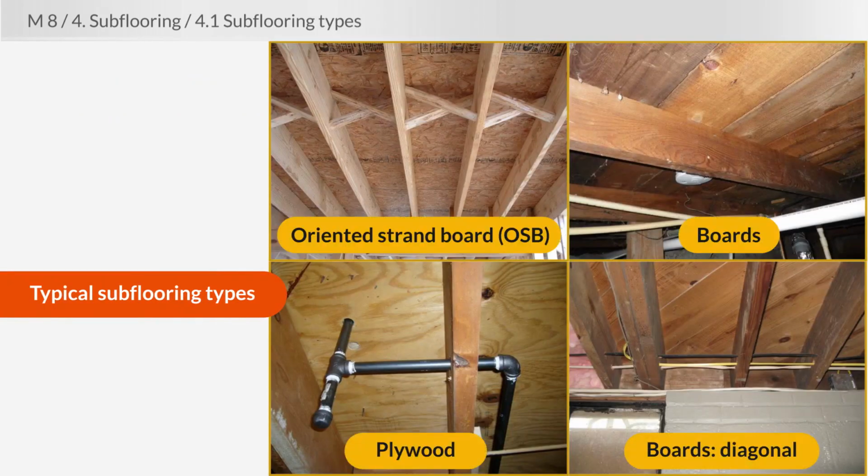These are the typical subflooring materials that have been used in residential construction over the years. The two photos on the right illustrate the use of boards for subflooring. Boards are often placed perpendicular to the joist, but they were occasionally placed diagonally to the joist.